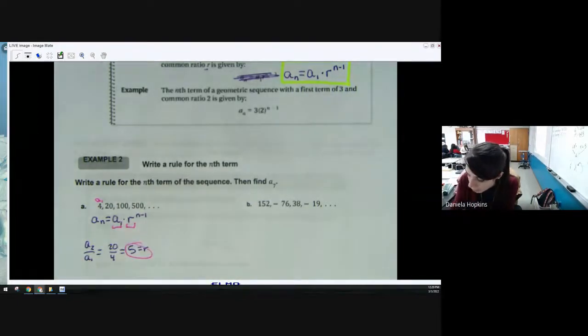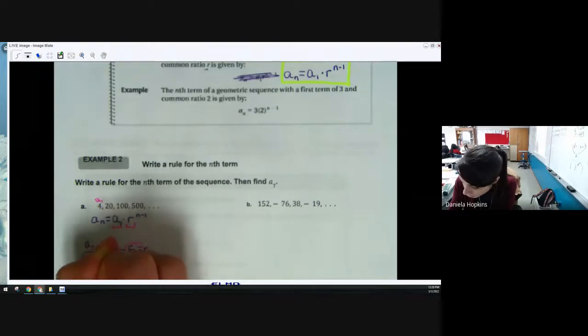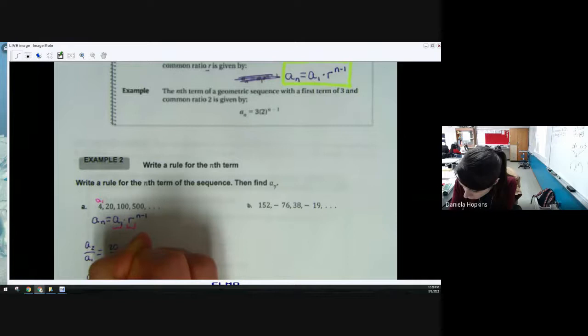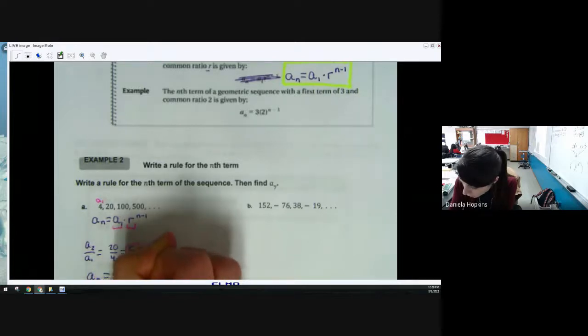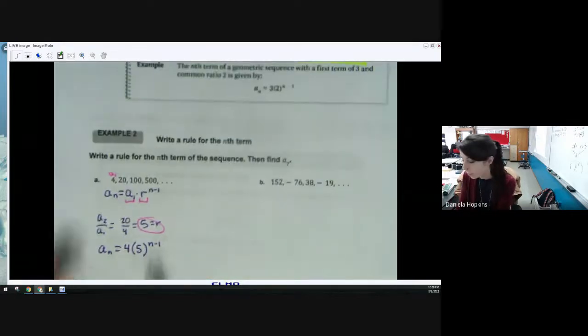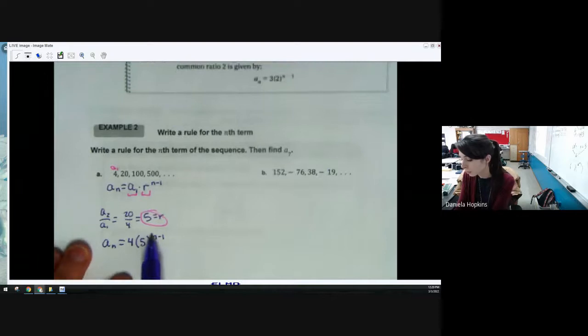So my final actual rule is a sub n would be 4 times 5 raised to the n minus 1. For Go Formative today, anytime you have an exponent, you'll always want to have it in parentheses, and then whatever's being raised, you'll want in parentheses.